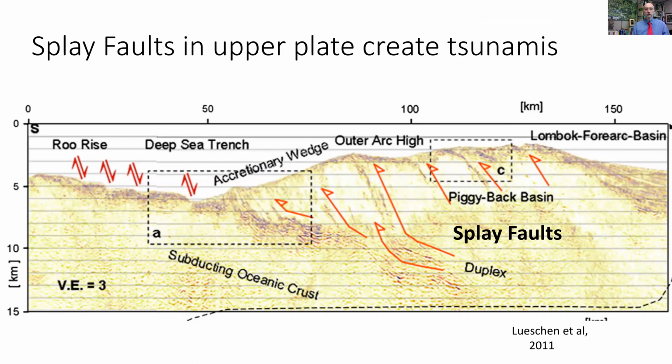If we look at a bigger picture in the Lombok forearc basin, you can see that the oceanic crust descends here and eventually plunges down into the mantle, as we saw from the seismology, the seismicity. And there are faults that come off of the megathrust boundary, and we call these splay faults. Well, these splay faults are very dangerous because they have the potential to create very big tsunamis.